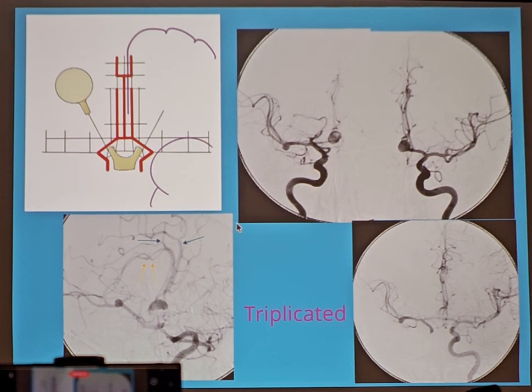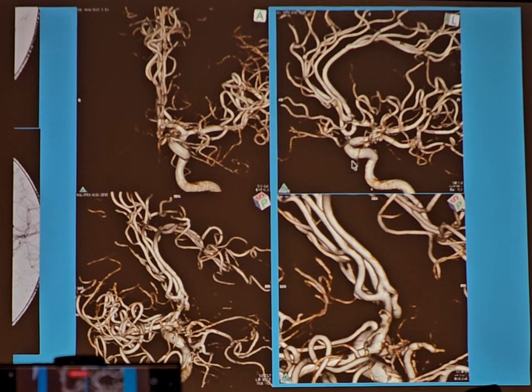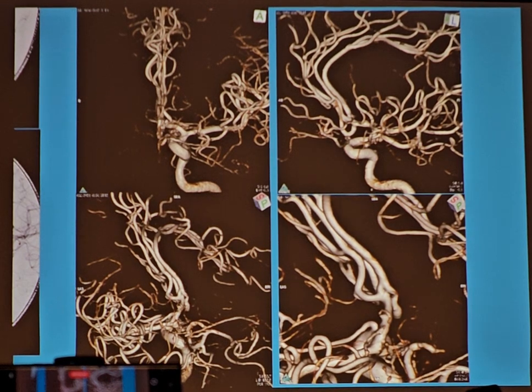Then we have this possibility of a triplicated vessel, where we have a midline vessel and then two vessels on each side of it. Again, this is not such a common finding, but if you do 3D angiography, you can see here we've got a big central vessel that's supplying both hemispheres, as well as a smaller vessel on each side with a cortical territory.